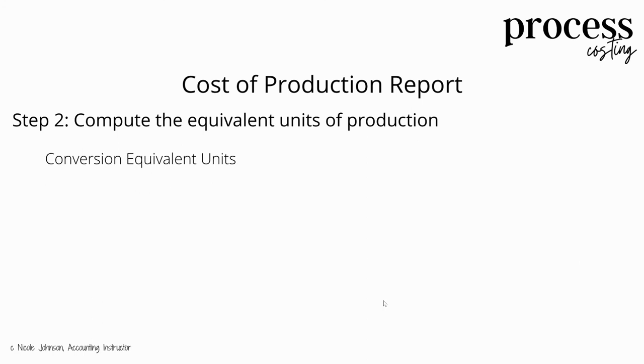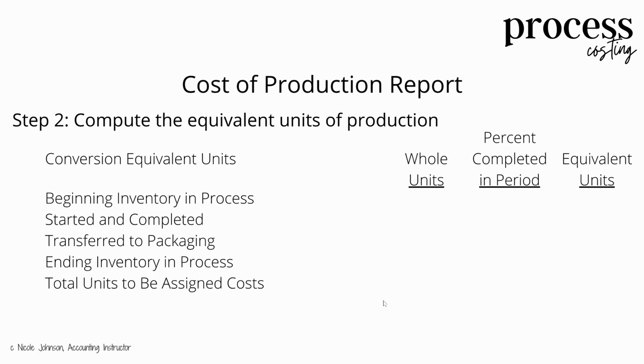Now let's look at conversion equivalent units. We're using the same process here. We have whole units, percent completed in the period, and equivalent units. For the rows that we're going to complete, we have our beginning inventory in process, plus started and completed equals transferred to packaging, plus ending inventory in process equals total units to be assigned costs.